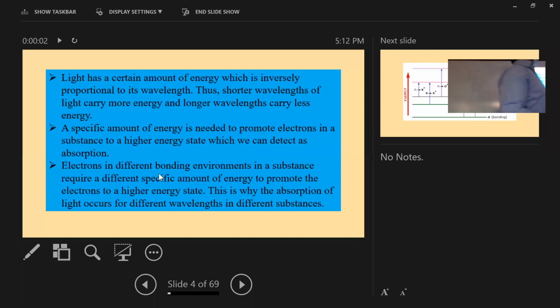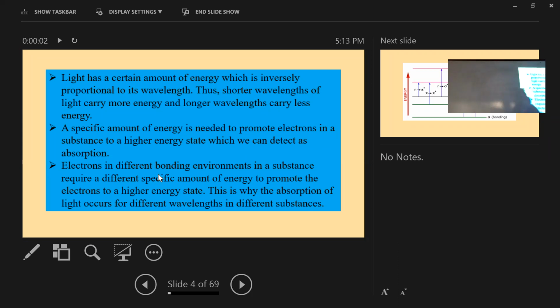Light has a certain amount of energy which is inversely proportional to its wavelength. Already I have mentioned this. If we consider this term a constant, then E is proportional to 1 by lambda. So the energy of the light is inversely proportional to the wavelength.